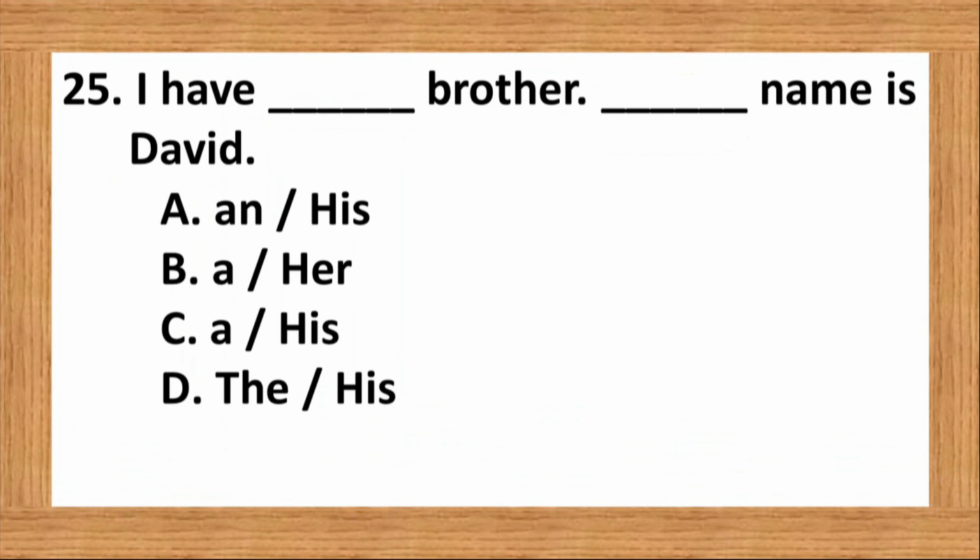(25) I have blank brother. Blank name is David. A, an, his. B, a, her. C, a, his. D, the, his.